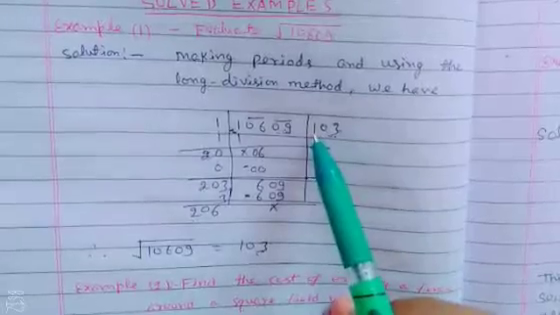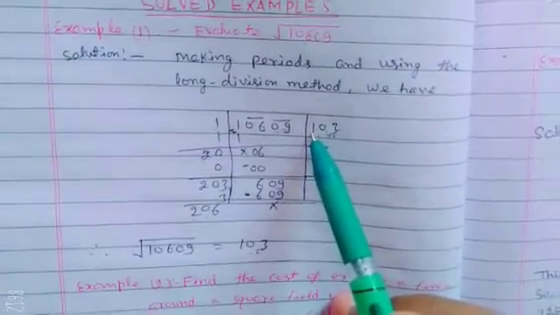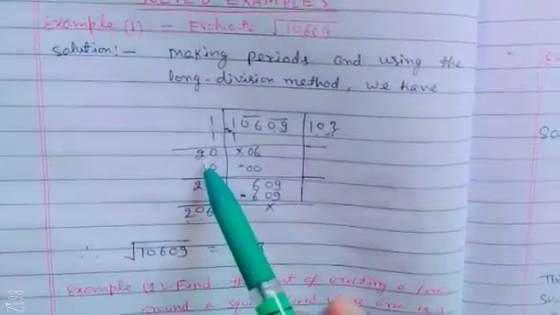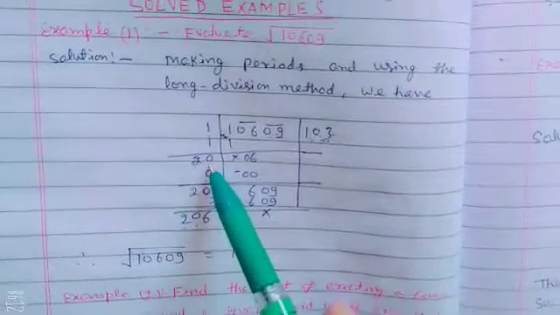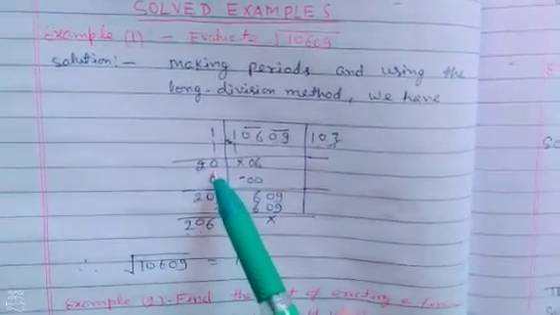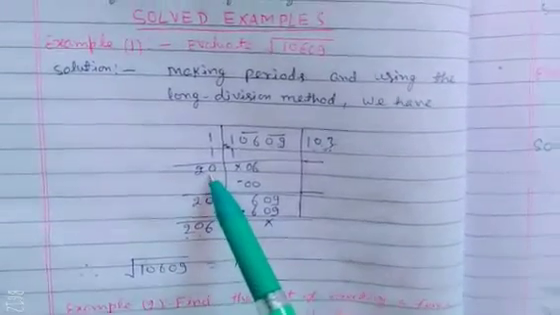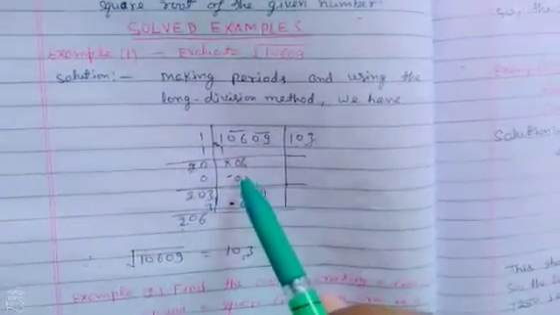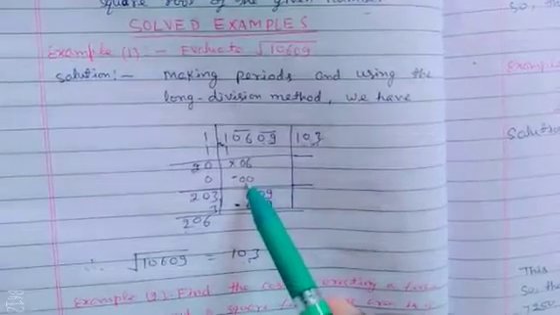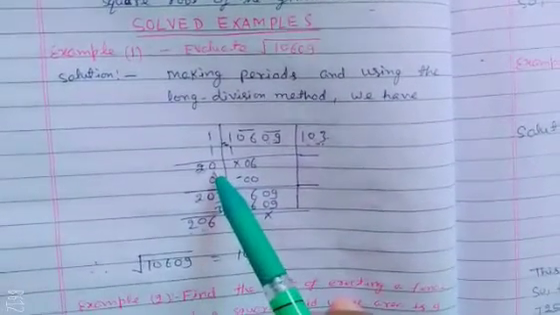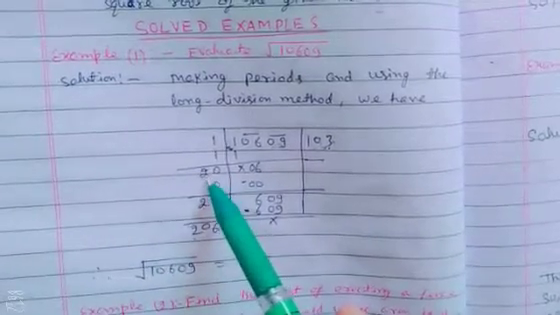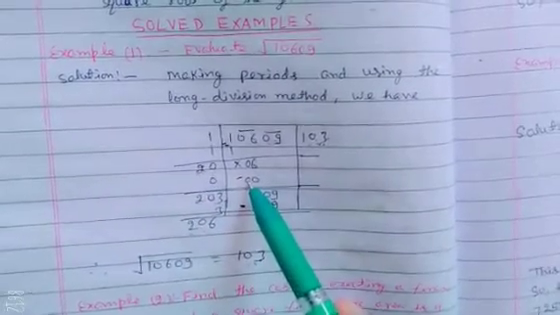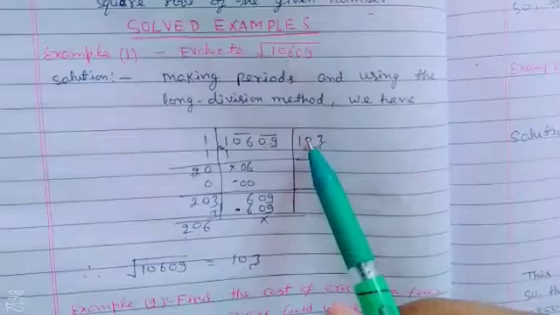Now double the quotient and write it here. And now select a new digit as the divisor such that the new number formed and the product of the new digit is either less than 6 or equal to 6. My suitable digit is 0. The new number formed is 20, and 20 times 0 is 0. 0 is also considered the next digit of the quotient.